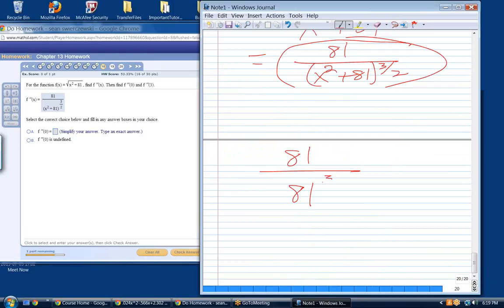So it's 81 to the 3/2. What is 81 to the 3/2? You do the square root first, which is 9, and then you cube it. So it's 9 cubed. So what I really have here is 9 squared in the numerator and 9 cubed in the denominator, which is 1/9.